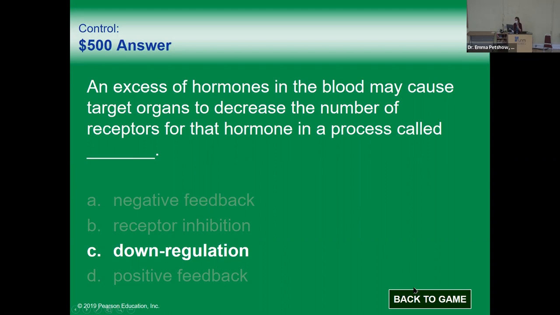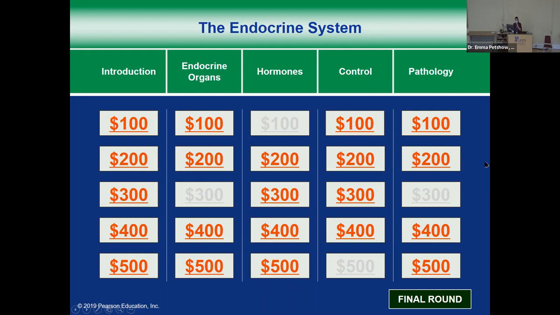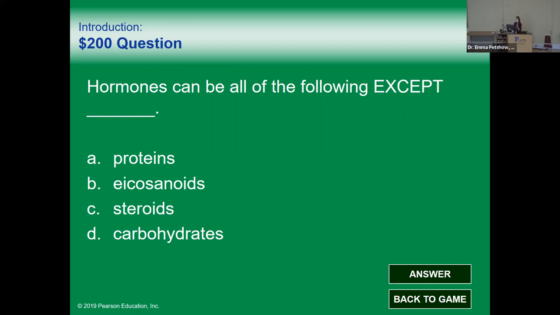All right, what's next? Introduction for two, I like it. Hormones can be all of the following except proteins, eicosanoids, steroids, carbohydrates. What is a hormone not? Good, good, good. Seeing some correct answers, awesome. It is not a carbohydrate.